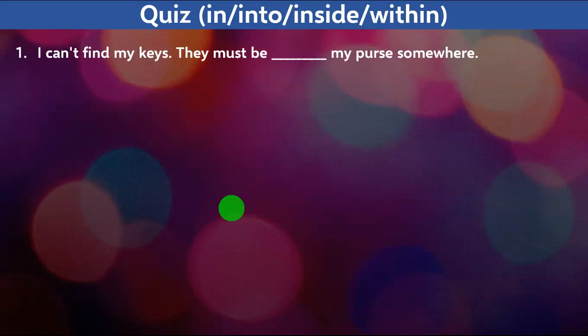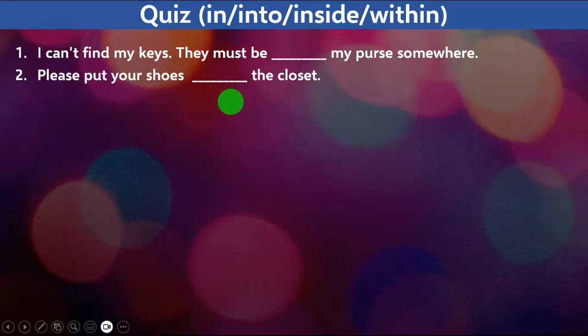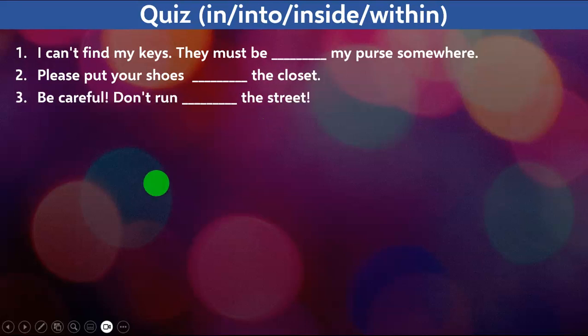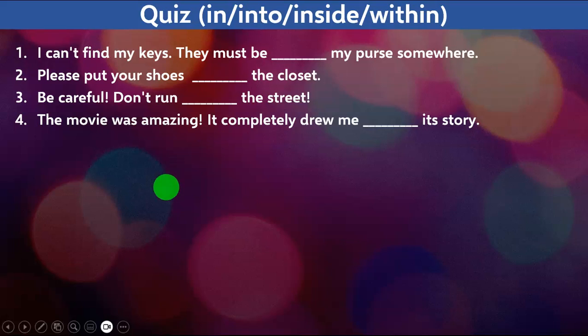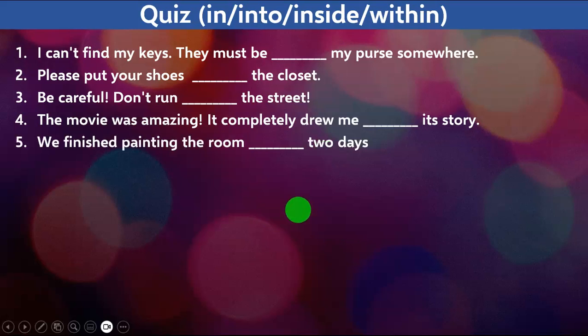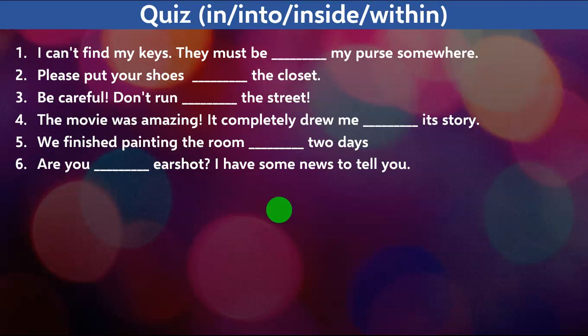Here comes question number 1. I can't find my keys. They must be dash my purse somewhere. Question number 2. Please put your shoes dash the closet. Number 3. Be careful. Don't run dash the street. Number 4. The movie was amazing. It completely drew me dash its story. Number 5. We finished painting the room dash 2 days. 6. Are you dash earshot? I have some news to tell you.